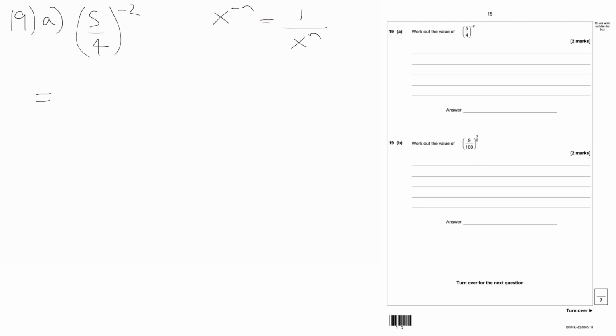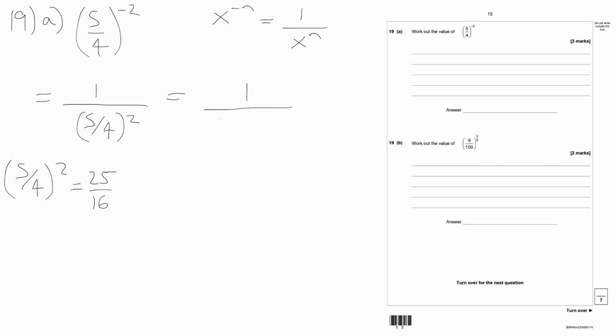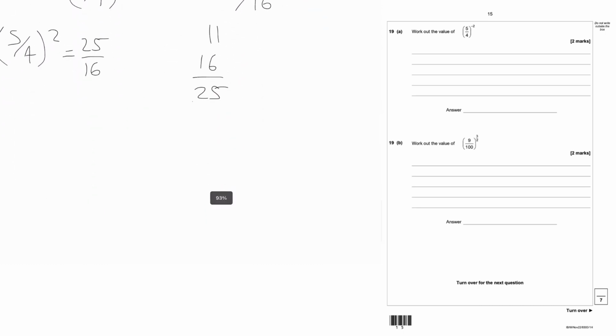So 5 over 4 to the power of minus 2 is the same as 1 over 5 over 4 to the power of 2. 5 over 4 to the power of 2 is 5 over 4 squared, and 5 over 4 squared is 25 over 16. So this is equivalent to 1 over 25 over 16. So 1 over a fraction just means we can flip the fraction. So this becomes 16 over 25.